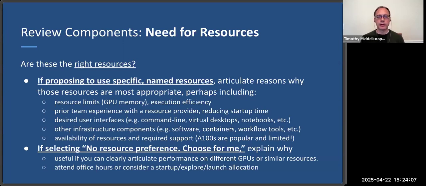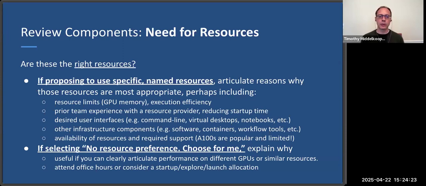Be sure to compare and describe any performance differences as part of your proposal. Also consider the availability of resources. For example, 80 gigabyte A100 GPUs are a limited and heavily used resource. Do you really need an A100 with 80 gigabytes?